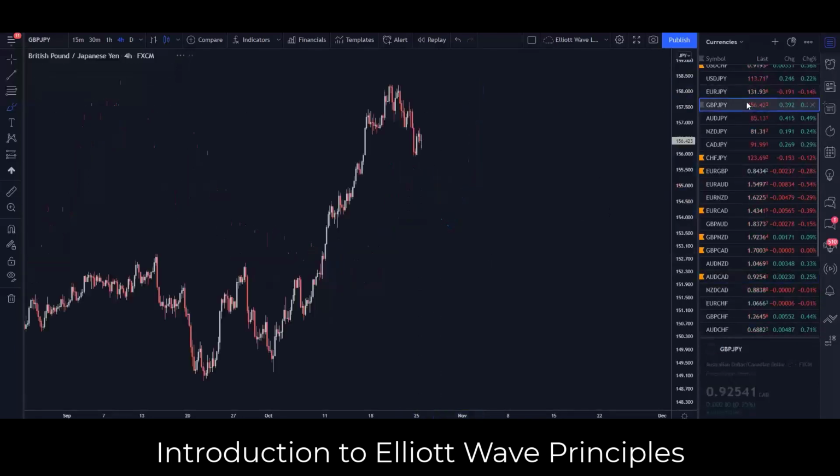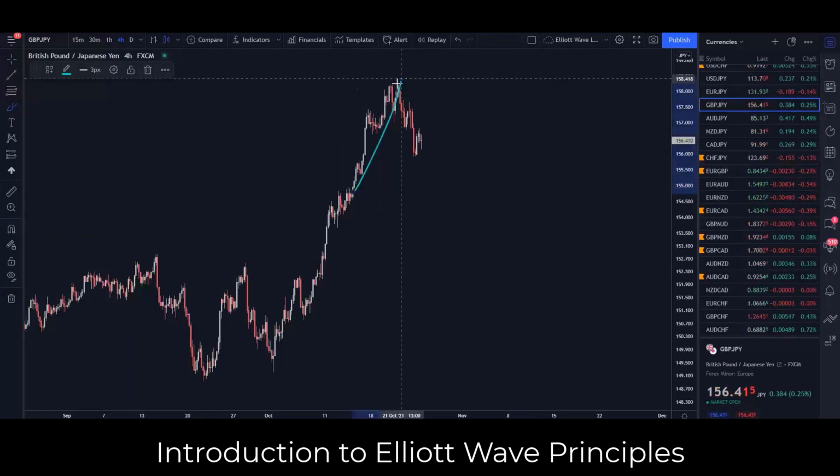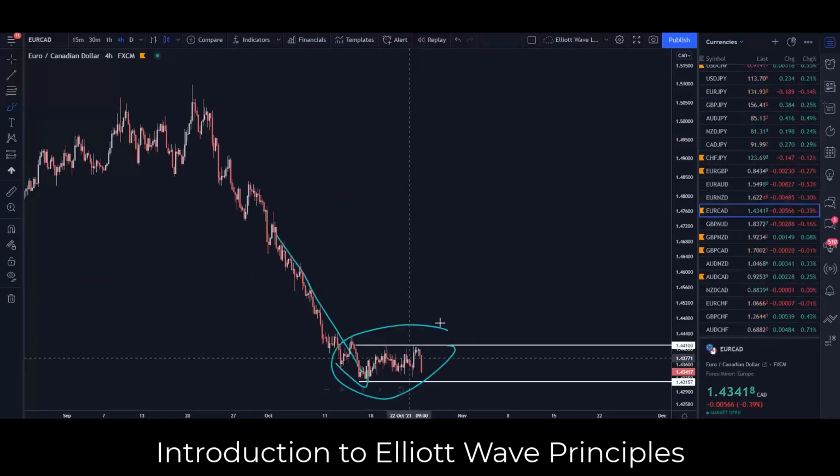Let me give you an example where you do not want to be doing anything. Take a look at Pound Yen over here, for example. You have this little push up, and then right now it's coming down, and that's really about it. You don't really see a very clear pattern. So what is a clear pattern? You just compare Euro Yen and Euro CAD.